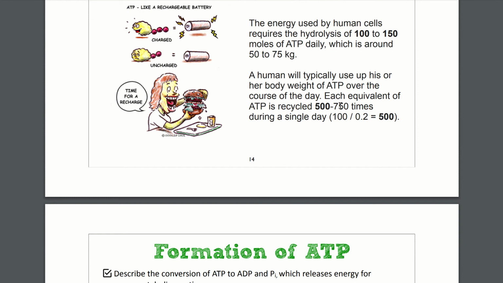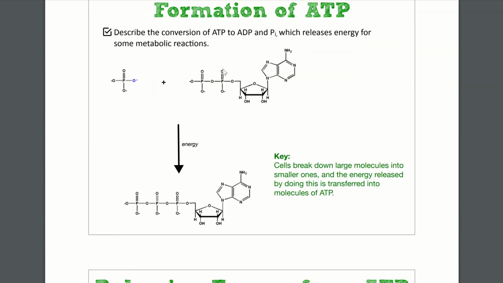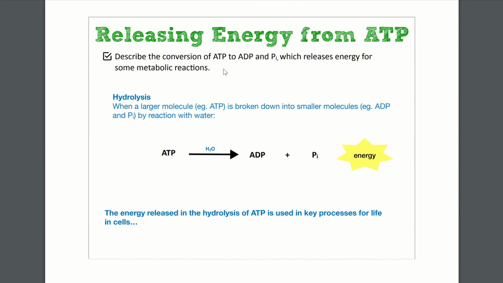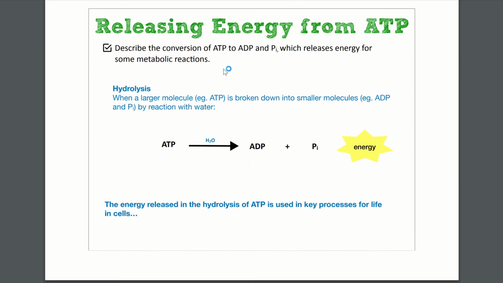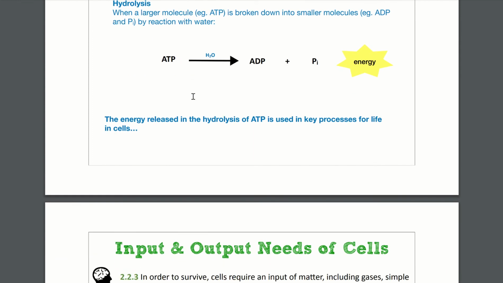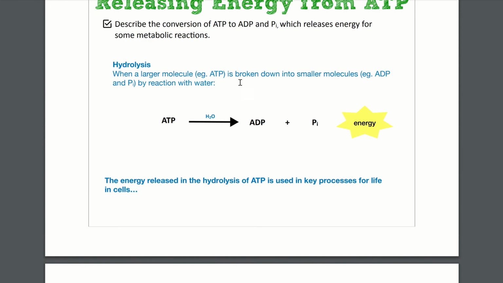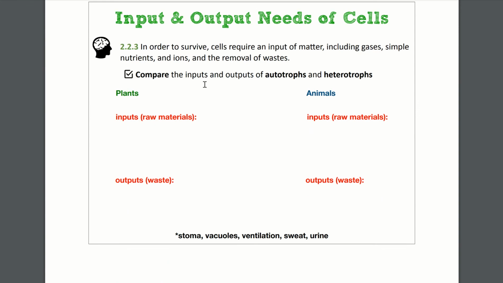So that's some fun fact. Fun fact: formation of ATP. We don't need to know this. Releasing energy from ATP. So hydrolysis, when a large molecule like ATP is broken down into smaller molecules like ADP and phosphate by reaction with water. And that's where we get the energy from, the breaking down of larger molecules into smaller molecules. Pretty cool.